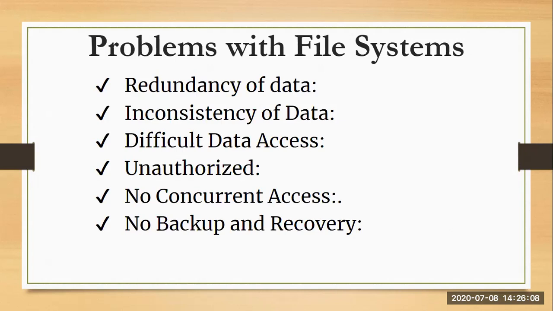Next, unauthorized access. In file systems, there was unauthorized access because the files were stored physically and anybody could have access to them, because no security was implemented over those files. Next, no concurrent access. Concurrency means the access of the same data by multiple users at the same time. File systems do not allow concurrency, as data can be accessed by only one user at a time.